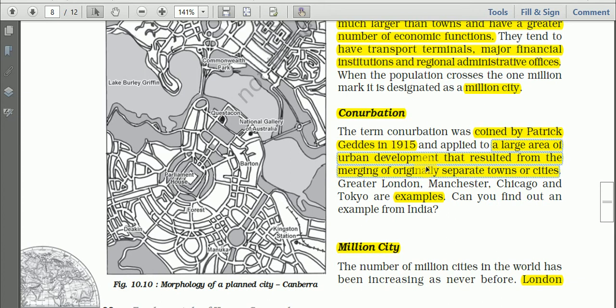Examples of conurbation are given here. Greater London is an example of conurbation. Then Manchester, Chicago in the USA, then Tokyo in Japan. The first two are in England. And can you find out some examples from India? We may give Greater Mumbai as an example of conurbation in India.